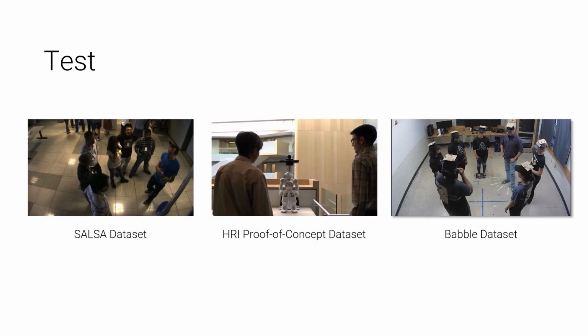Among all publicly available information datasets, we chose the SALSA dataset for training the model because it has a relatively large number of annotated frames and a large number of people in each frame. First, we divided the SALSA into 60% training set and 40% testing set. After we trained ReForm on the training set, we tested the performance of our algorithm on the remaining 40% of the SALSA dataset and also across two other datasets, HRI proof of concept datasets and Babble Dataset.